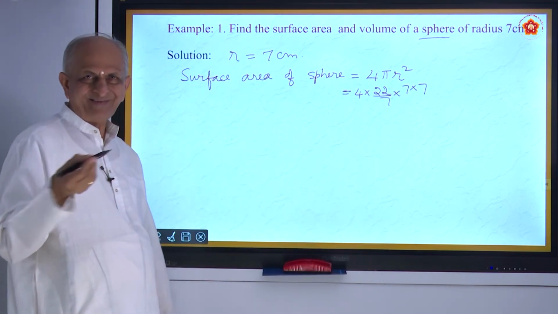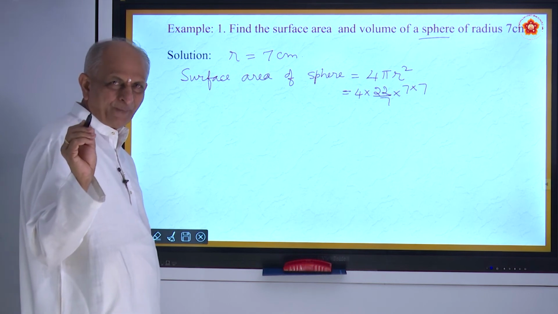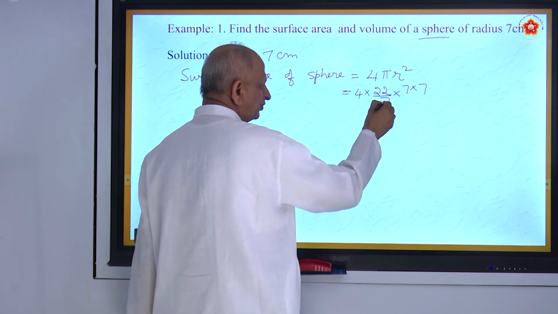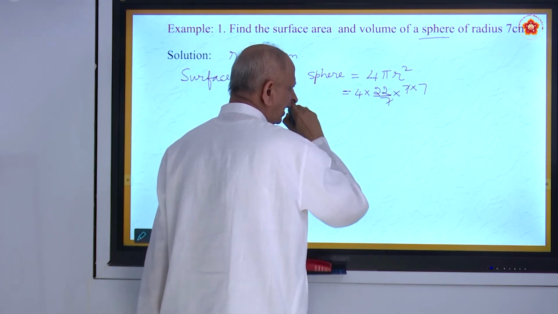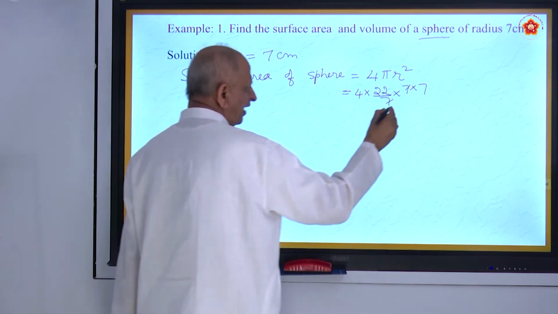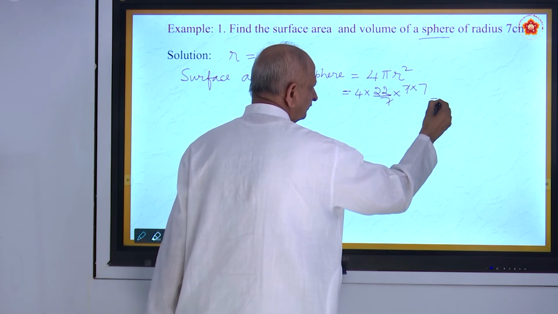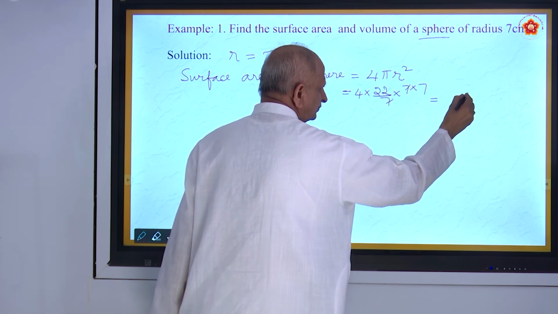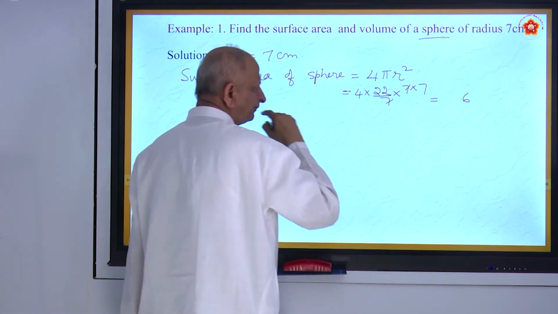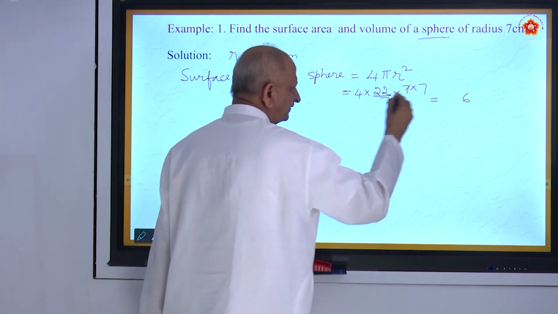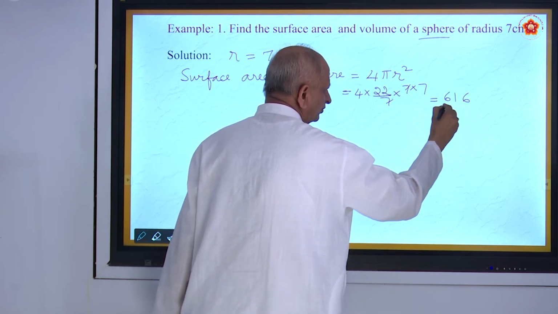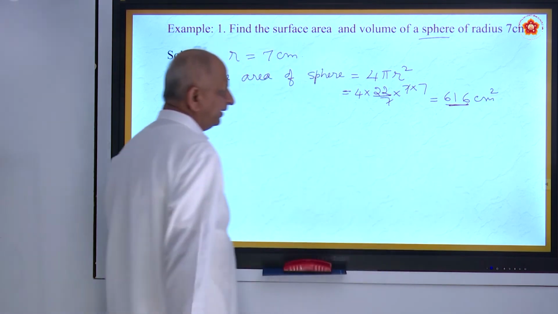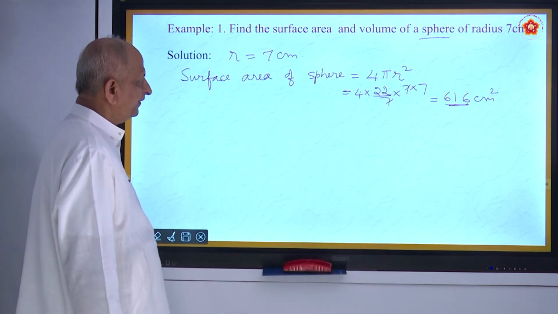Is it alright? Take it down. Don't keep quiet. Go on writing what is told. So 7 ones are 7, it cancels. You will have 88 into 7. 7 8s are 56, plus 5, 616. So that many square centimeters. That is the surface area.